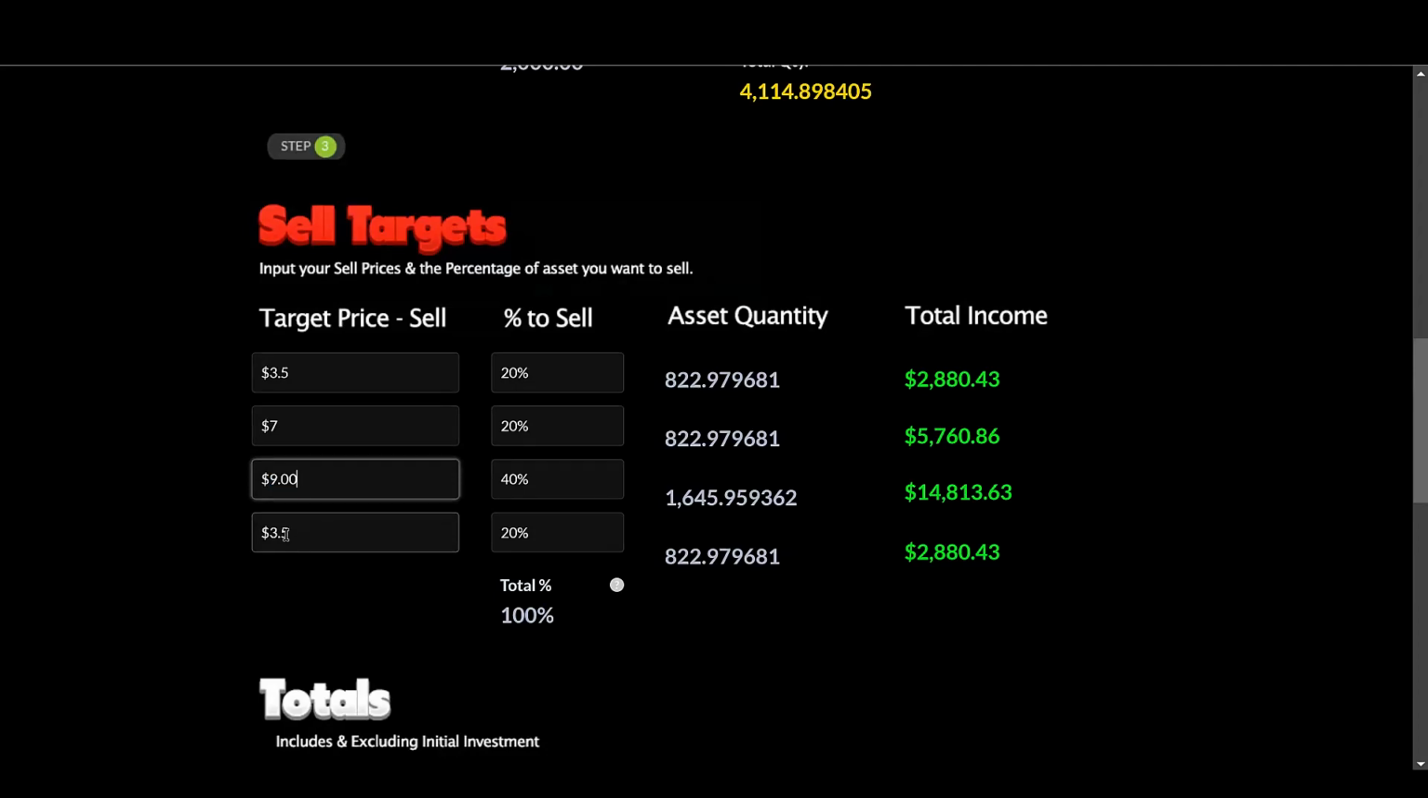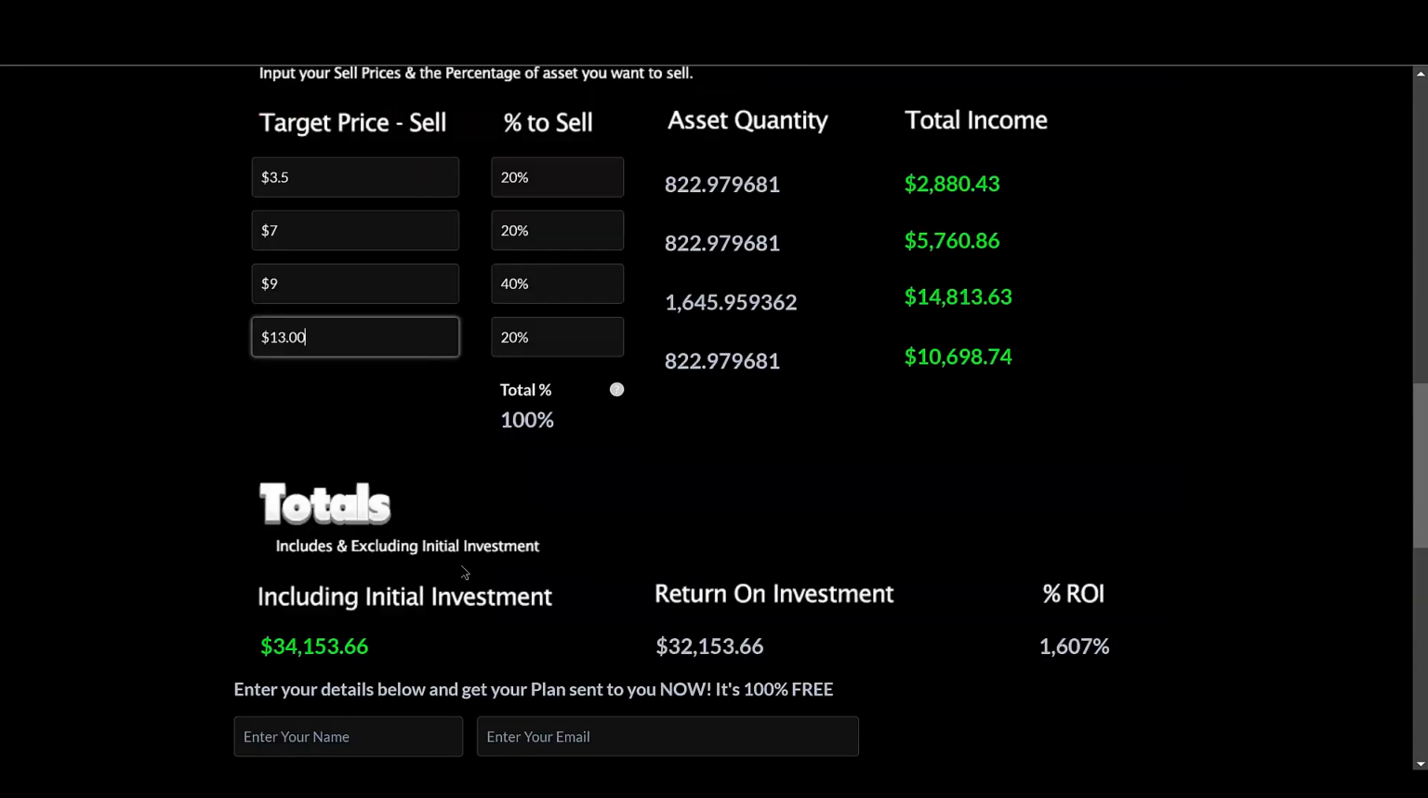And then our last target will be the magical $13. And we'll leave all of our percentages the same. We won't change that. Again, the cat has shown you exactly what you need to sell when those targets are hit. Okay, but the total return on investment is much different now, of course.